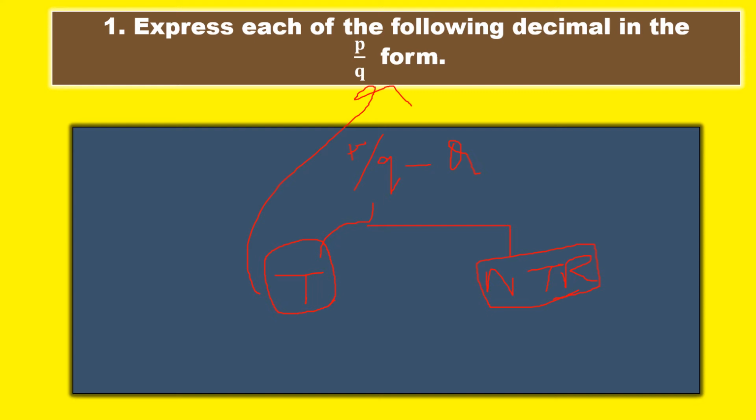Okay. So now we are discussing how these terminating decimals are converted to P by Q form. What are these terminating decimals? Terminating decimals means the decimal expansion which is giving the remainder as 0. How can we say that it is giving the remainder 0? When the decimal expansion is stopping, like 2.5. We are stopping at 5. Okay, 2.5 means it is a terminating decimal.